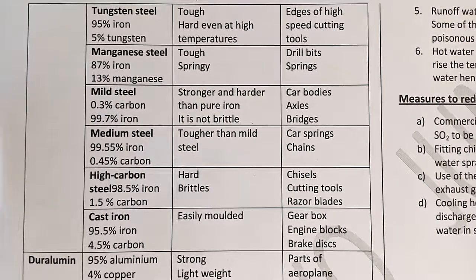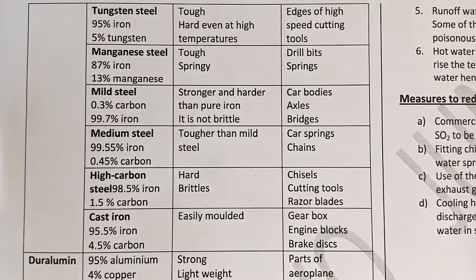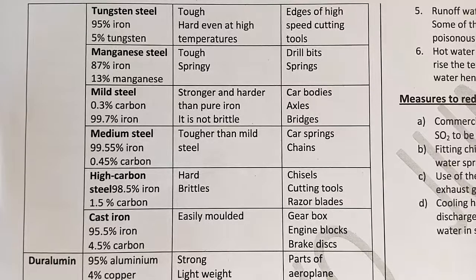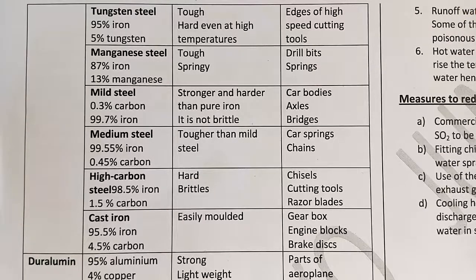Another alloy of iron is tungsten steel, which is made of iron and tungsten. It is tough and harder, even at high temperatures. It is used for making edges of high-speed cutting tools. Another alloy of iron, we have manganese steel, which is made of iron and manganese. Properties: tough and springy. It is used to make drill bits and springs.